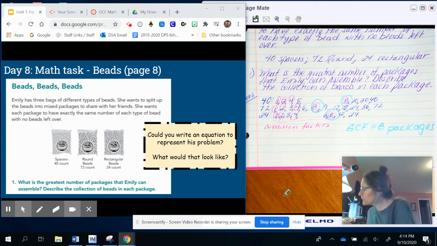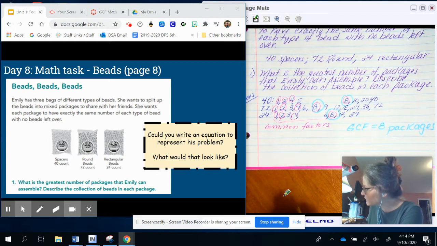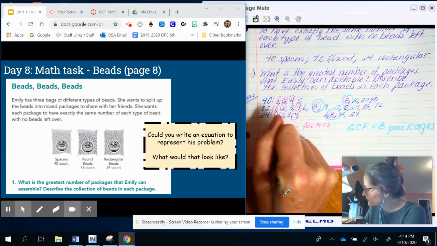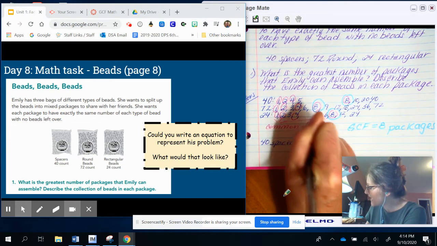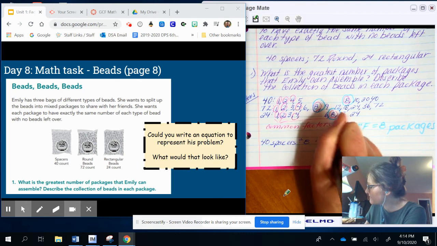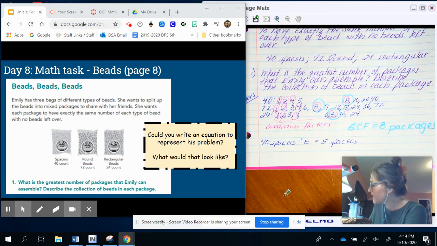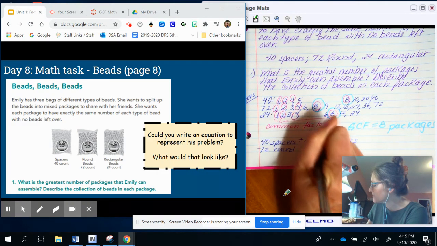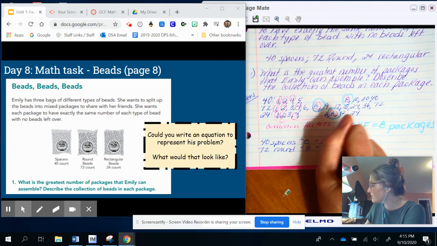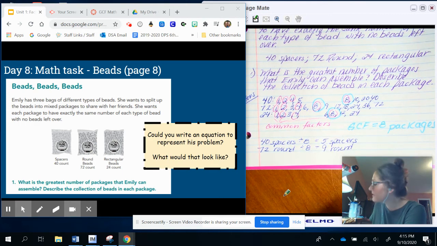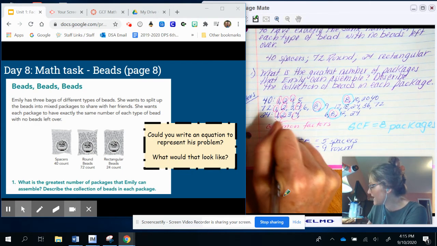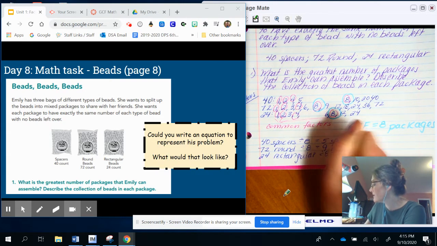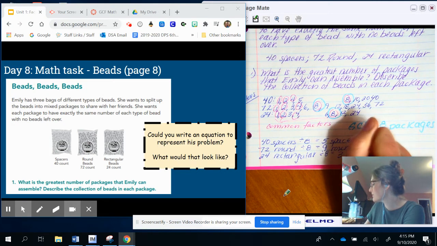So we've got 3 types of beads. We've got some spacers, some round, and some rectangular. So we're going to take the 40 spacers, divide by 8 packages, and that's going to be 5 spacers per package. We've got 72 round divided amongst 8 packages. So we're going to get 9 round beads per package. Last, 24 rectangular divided by 8 packages is 3 rectangular per package.